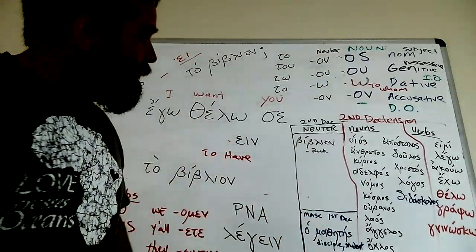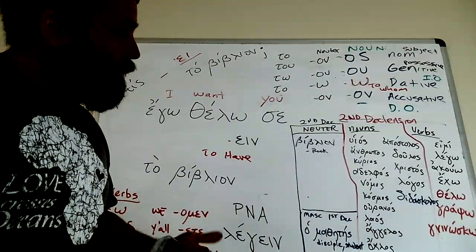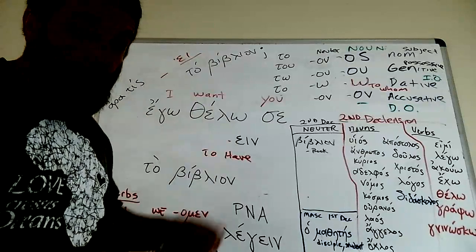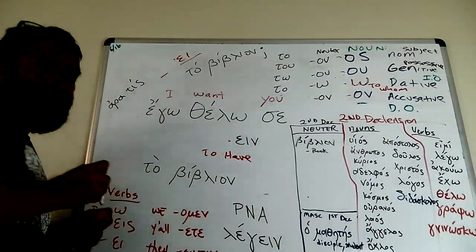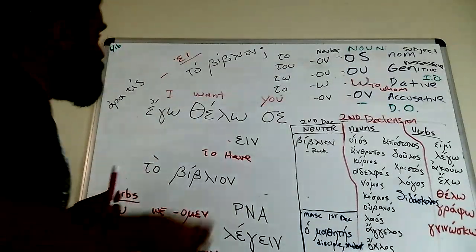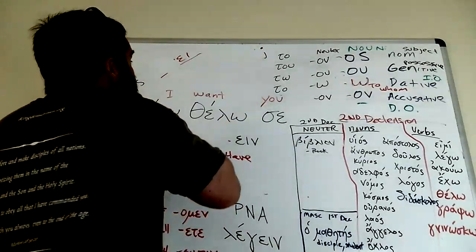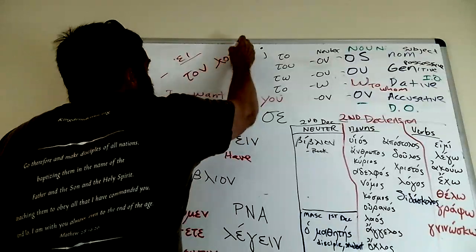And let's see. We used echo. We used grapho. I guess we could use lego. So Aratis. No, you can't say the book. We could turn it into ton logon. Yeah, the word. Yeah, we'll turn it into word. Ton logon.